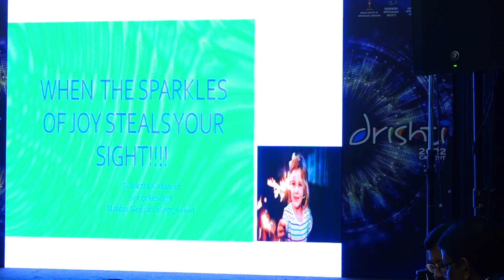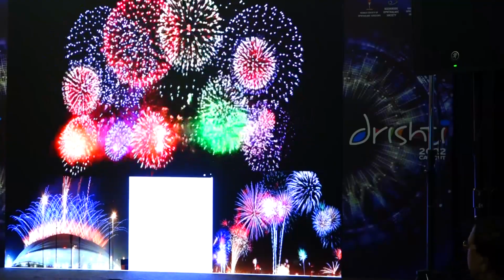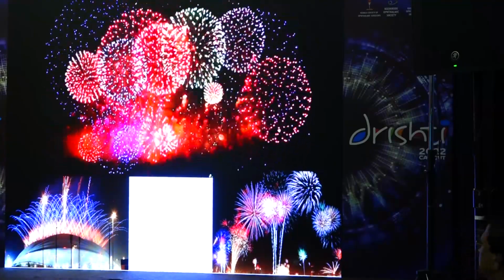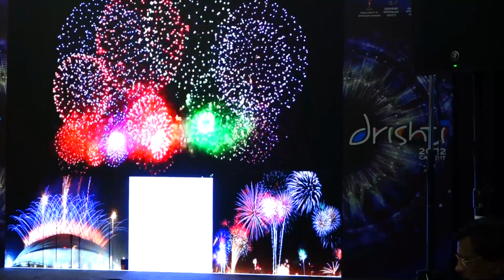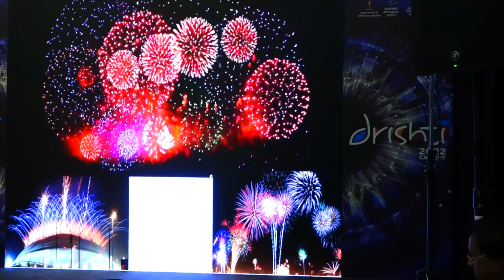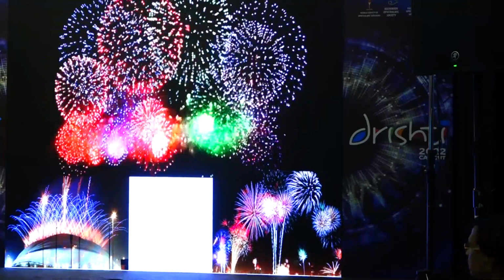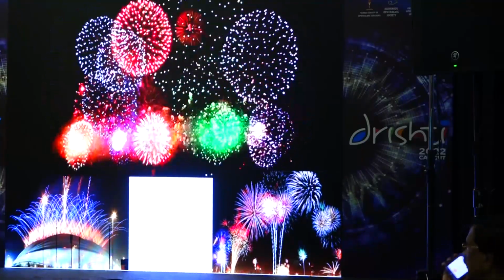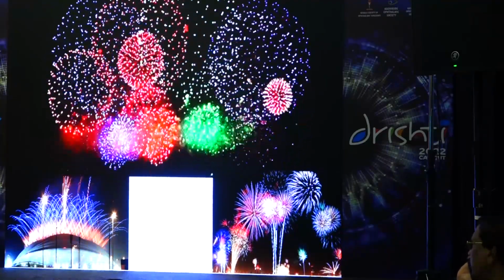So good morning. I'll be talking about when the sparkles of joy steal your sight. So who doesn't love a spectacular fireworks? Be it Onam, Deepavali, Vishu. We all love fireworks, and we saw a very awesome fireworks last week in the World Cup inauguration. But when you see a firework like this in the sky, as a doctor, mainly ophthalmologist, we would rather be thinking about injuries. Firework-related injuries can be devastating, and can even lead to permanent vision loss, limb amputation, and in some cases, even death.